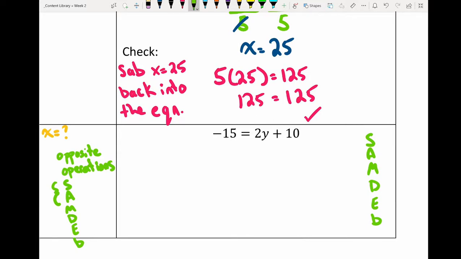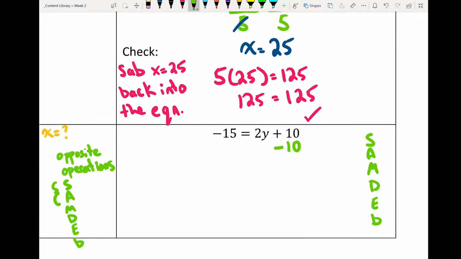So I'm going to start with my subtraction or addition, and I do see some subtraction or addition happening. I see a plus 10 that I want to get rid of. So in order to get rid of plus 10, I have to minus 10. And the reason that we're not worried about the minus 15 on the other side is because it's already on the other side of the equal sign. If it's already on the other side of the equal sign away from my letter or my variable, I don't need to worry about moving it. It's already far enough away.